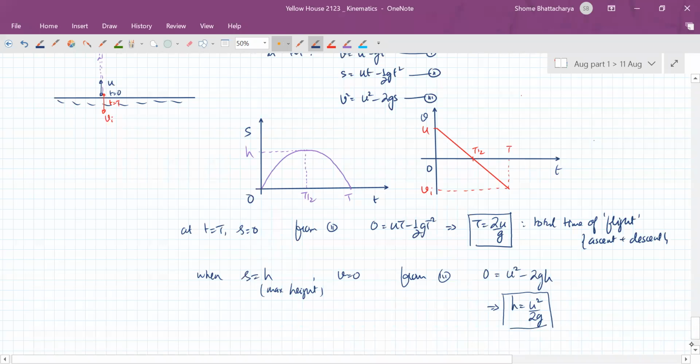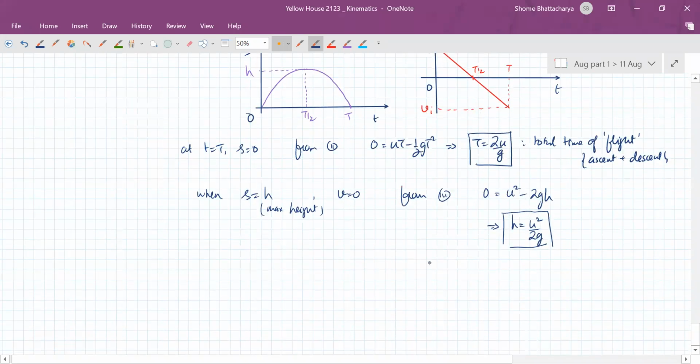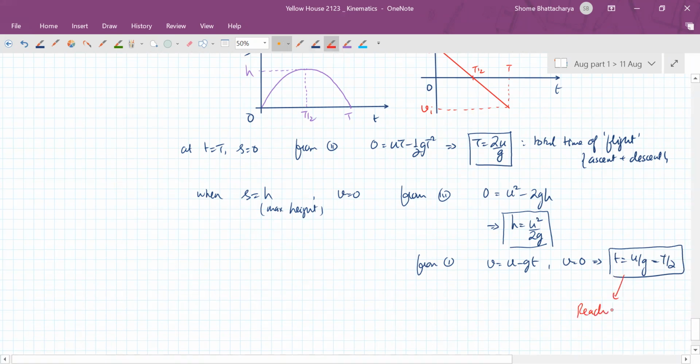Okay. And we also have from equation 1, v is equal to u minus gt. So in this substitute v equal to 0, you'll see that the time is equal to u by g, which is half the total time. So this is also an important fact that it reaches the highest point, the maximum height, at half the total time. So the ascent and descent are symmetrical.